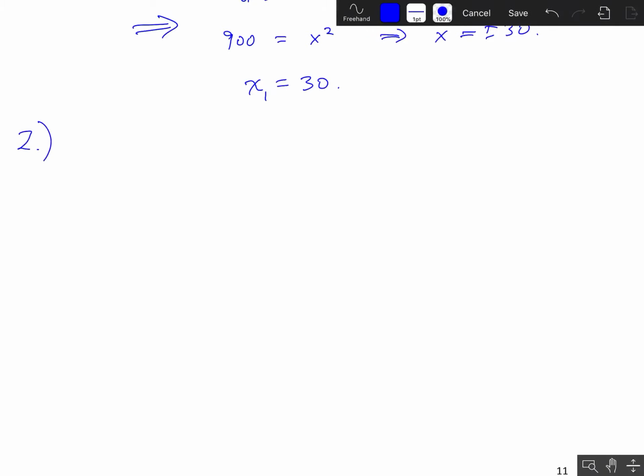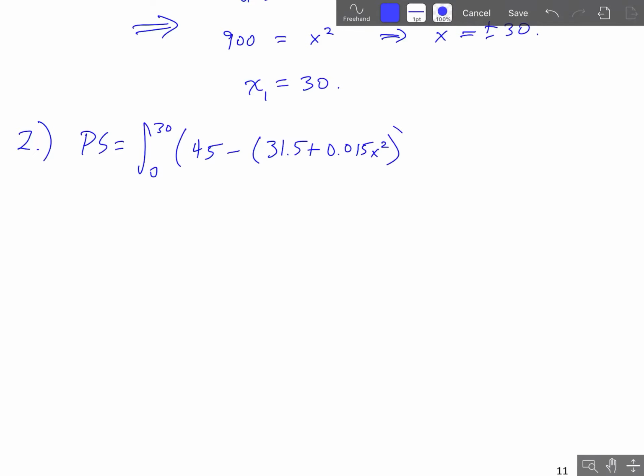And now we've found x1, that's enough for us to plug into our producer's surplus formula. This is the integral from 0 to x1 of the price, which was 45, minus the supply function. And remember, you subtract the entire supply function. So this would be minus 31.5 plus 0.015x squared. So subtract that whole thing. In other words, this minus sign applies to the entire supply function.